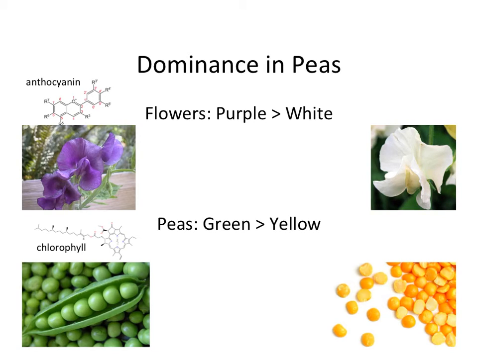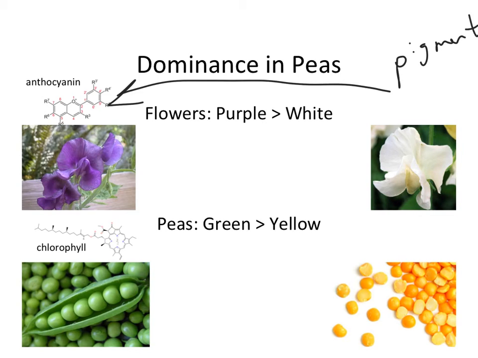Why is purple dominant to white? Well, it's all about pigmentation. There's a pigment precursor that's present in the white flowers. It's a precursor. It doesn't cause color development in the white flowers. What has to be present to turn it into anthocyanin, which is a purple pigment that causes the purple flowers?